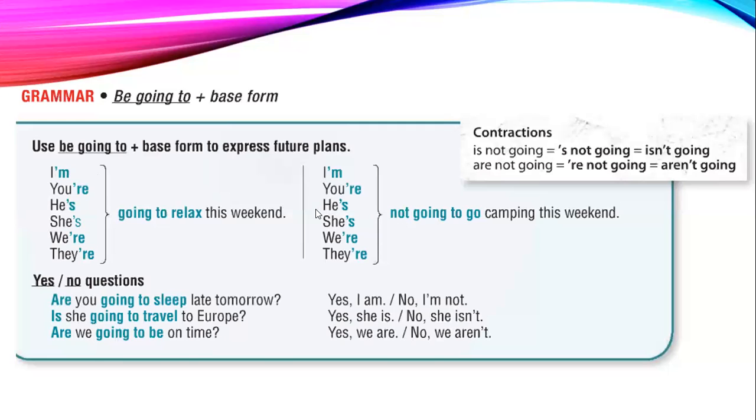Ok, now let's practice the conversation. Please, repeat after me. I'm going to relax this weekend. Repeat, please, repeat, come on. You're going to relax this weekend. He's going to relax this weekend. She's going to relax this weekend. We're going to relax this weekend. They're going to relax this weekend.